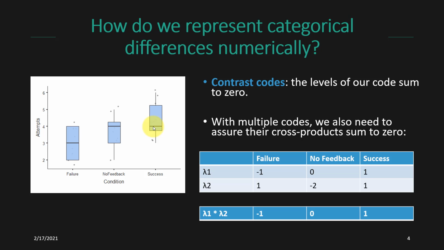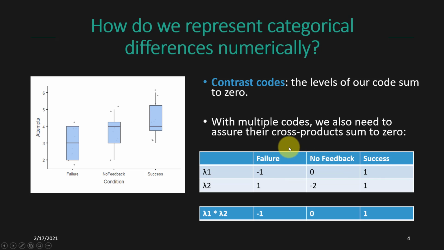And when we add in multiple codes, we have an additional consideration when we're generating these orthogonal contrasts. So for our first code, we'll code failure as -1, feedback as 0, and success as +1. So this is a linear contrast because it's looking at going from failure to success. We're coding failure as one end of the spectrum and success as the other end of the spectrum. And in this experiment, that makes a lot of sense because that is how positive and negative reinforcement line up with each other.